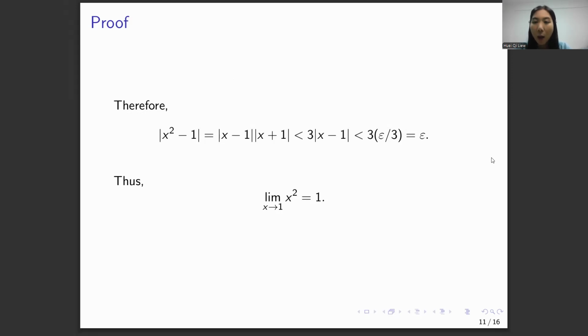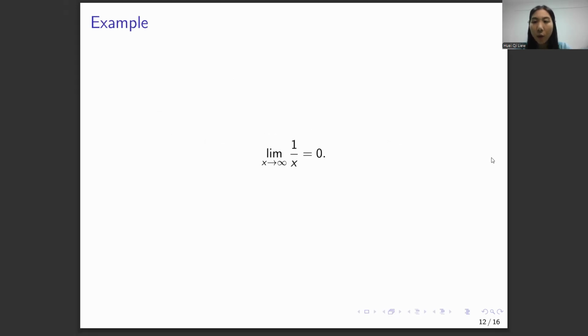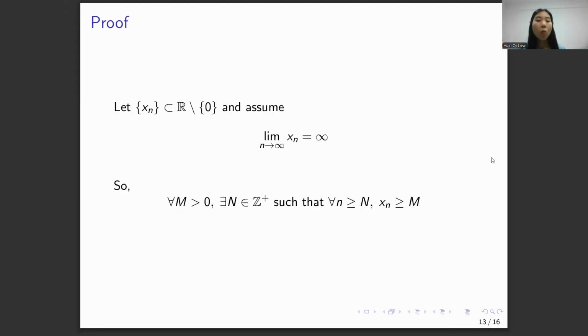And then next, I will give an example to show how limit works in another situation. We consider the limit of 1 over x as x approaches infinity. Intuitively, as x becomes larger and larger, the value of 1 over x becomes smaller and smaller. So one way to explain this limit is using a sequence.